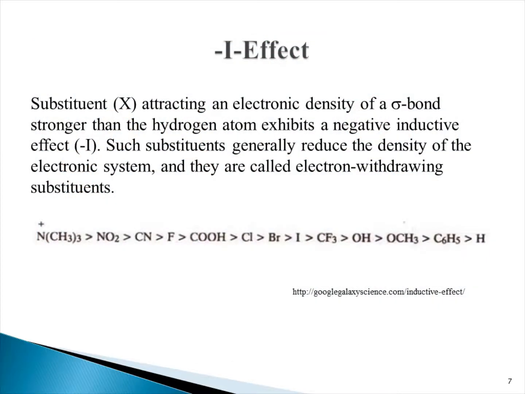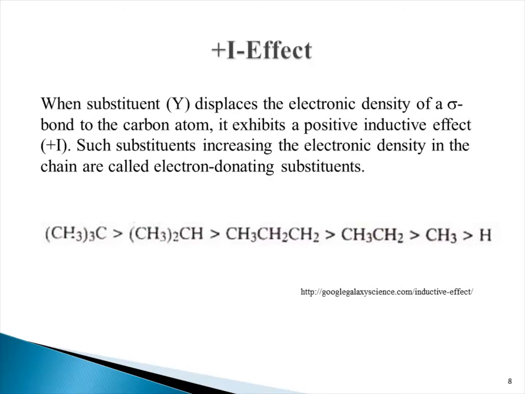A substituent attracting the electronic density of a sigma bond more strongly than the hydrogen atom exhibits a negative inductive effect, -I. Such substituents generally reduce the electronic density of the system, and they are called electron-withdrawing substituents. When a substituent displaces the electronic density of a sigma bond toward the carbon atom, it exhibits a positive inductive effect, +I. Such substituents, increasing the electronic density in the chain, are called electron-donating substituents. They include alkyls, metals, and anions.